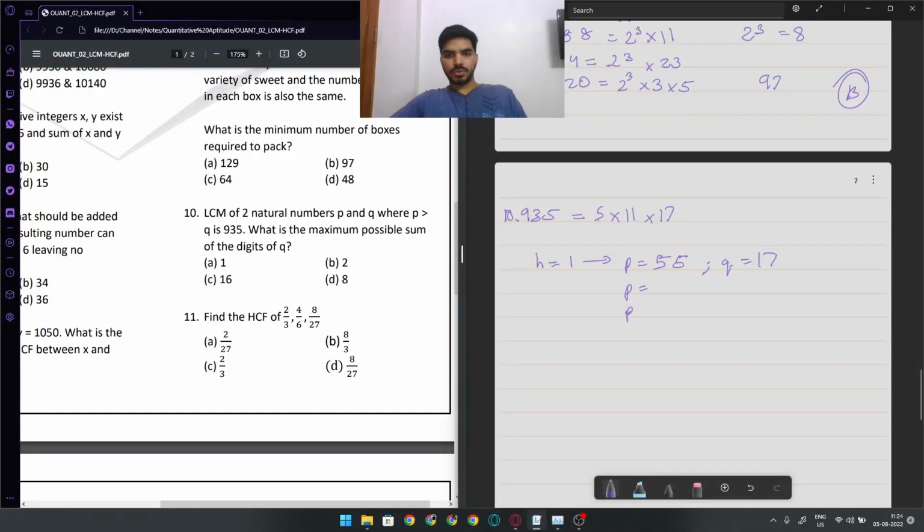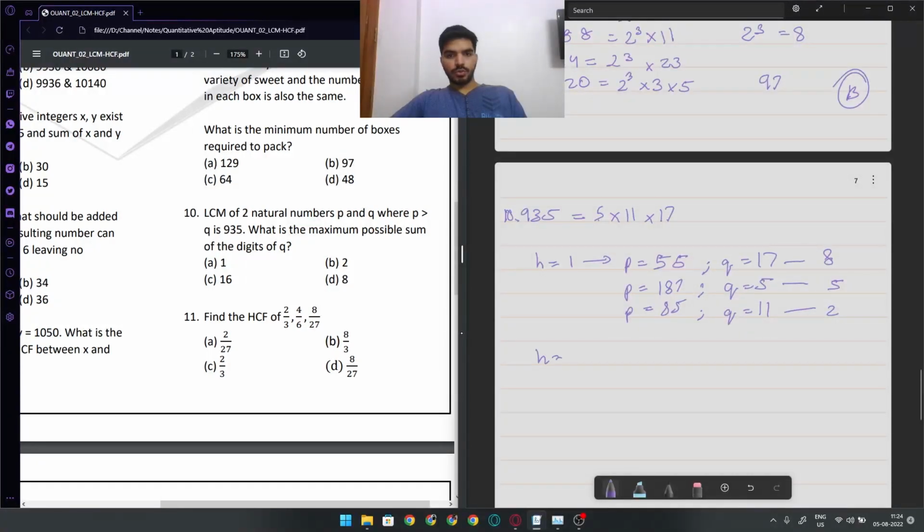So P is equal to 11 into 17, that is 187, and 5 into 17, that is 85. And for the corresponding parts, Q is equal to 5, and Q is equal to 11. This is sum 8, sum 5, sum 2.